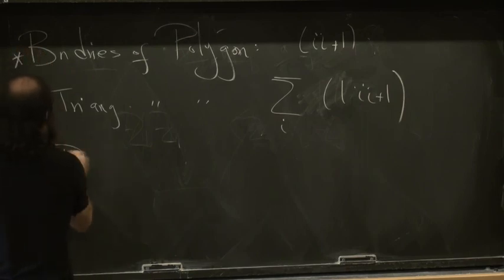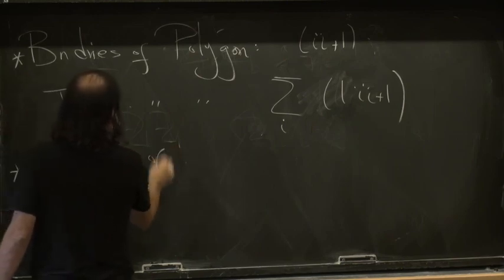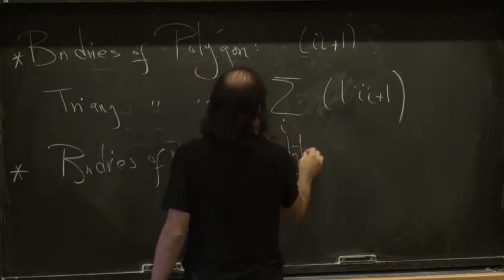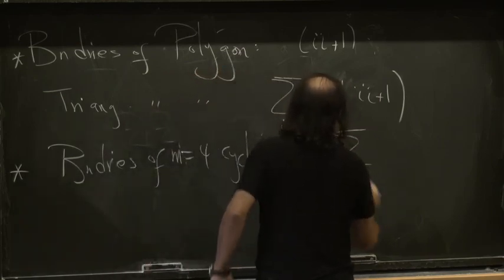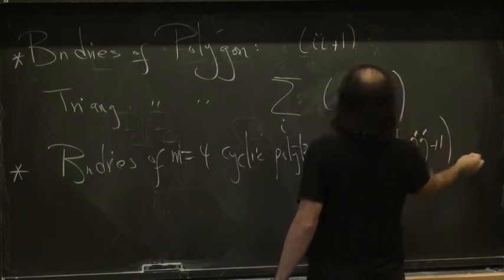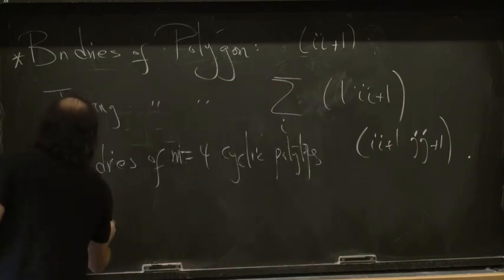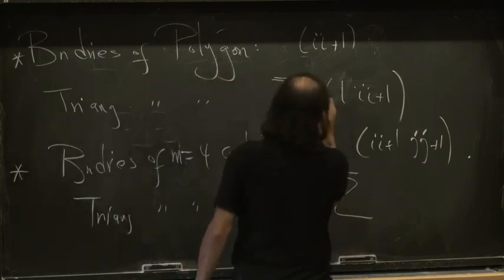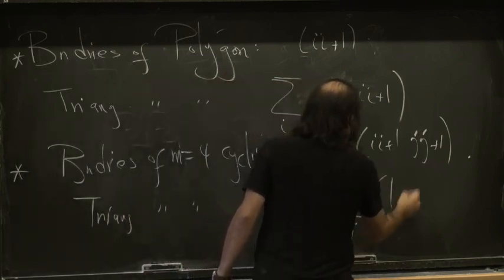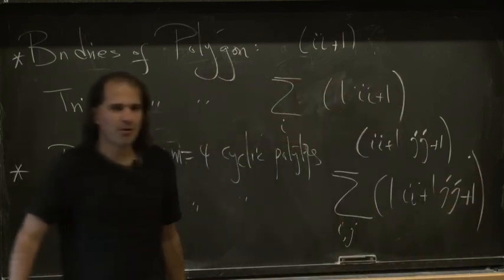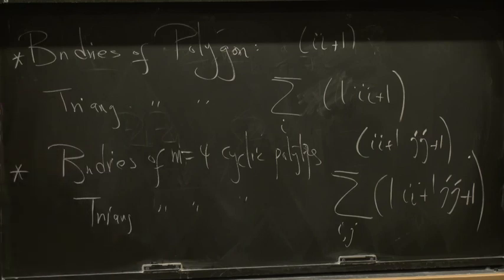The boundaries of the m equals 4 cyclic polytope are the sum over i, i plus 1, j, j plus 1, and therefore a triangulation of the cyclic polytope, by exactly the same logic, is the sum over i and j of these simplices, 1, i, i plus 1, j, j plus 1. That, as we saw a number of times ago, was exactly the BCFW formula for these amplitudes.